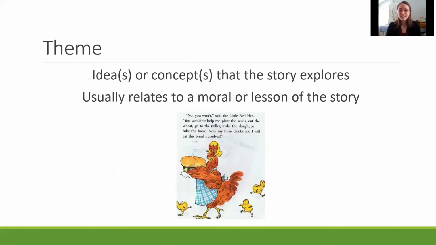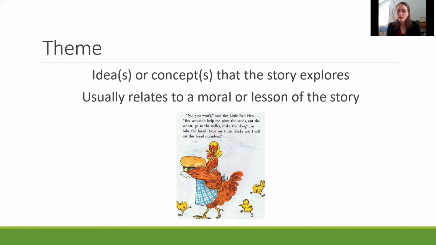Our last thing for today is to talk about theme. So theme is an idea or a concept that the story explores, and it usually relates to the moral or lesson of the story. So we'll start with that. If you can identify the moral or lesson, you can most likely backtrack to get to the theme.